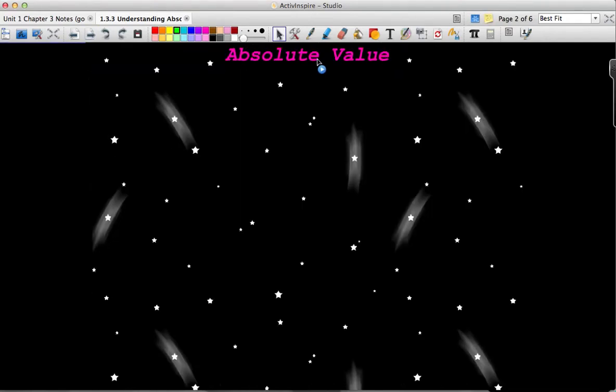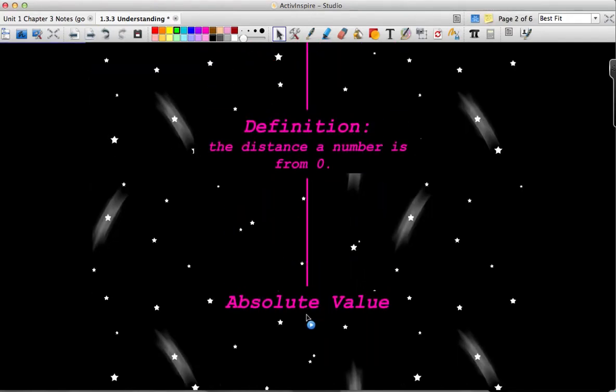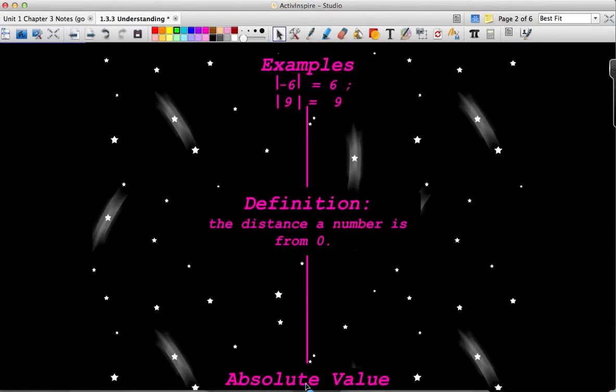All right, so getting started, let's define absolute value. The absolute value of a number is the distance a number is from zero. So for example, the absolute value of -6 would be 6, because on a number line, -6 is 6 places from 0. And then the absolute value of 9 is also 9, because it is 9 places away from 0. So in this case, it does not matter if the number is negative or positive. Your answer is always going to end up having a positive mark.